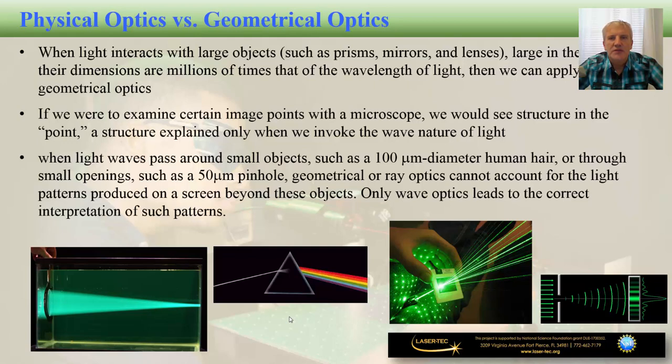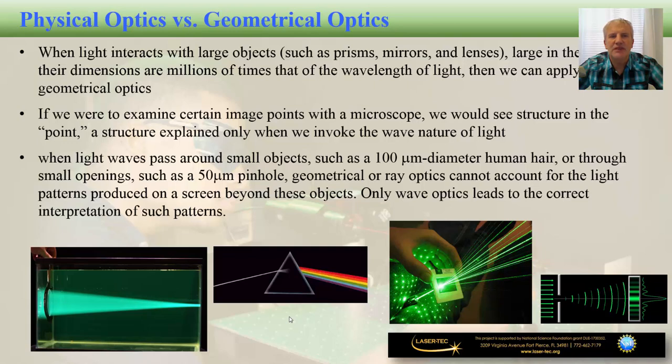So again, optical components have dimensions that are much larger than the wavelength of light. The wavelength of visible light is in a range of 400 to 700 nanometers. A nanometer is 10 to the negative 9 of a meter, so that's significantly smaller than the size of any visible prism, mirror, or lens that we have been dealing with in the previous lectures and in the photonics lab.